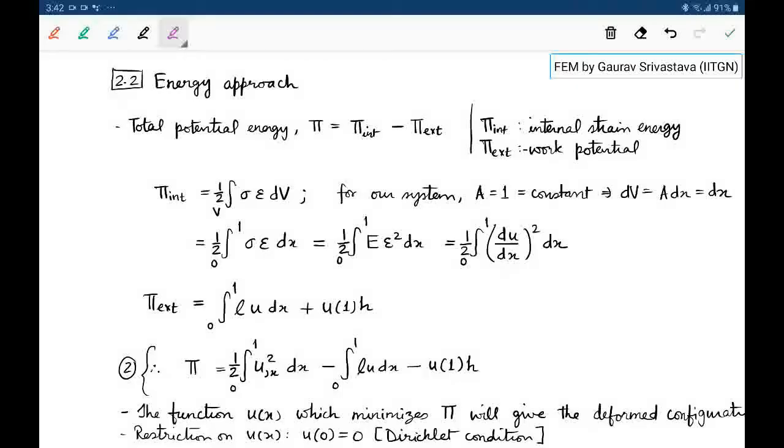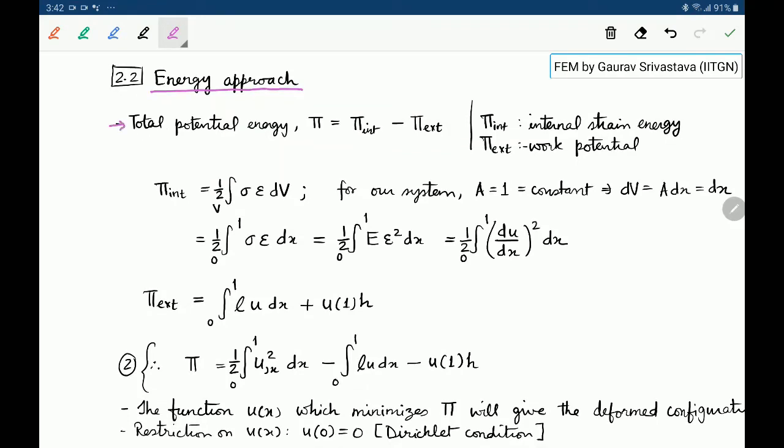Now let us look at another approach, the energy approach, to formulate the same bar problem in terms of mathematics. You may recall that there is something called the total potential energy. This total potential energy has two components: one is the internal strain energy and one is the work potential. The work potential is basically the negative of the work done by forces, and internal energy is the strain energy, or the stress-strain couple energy.